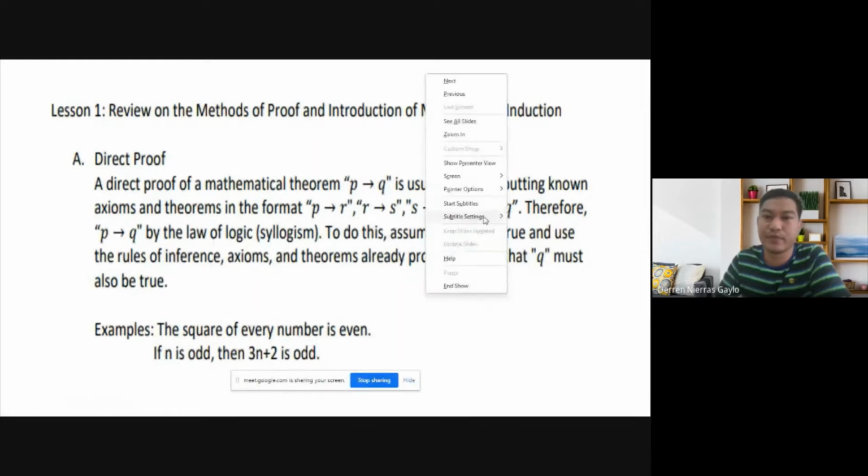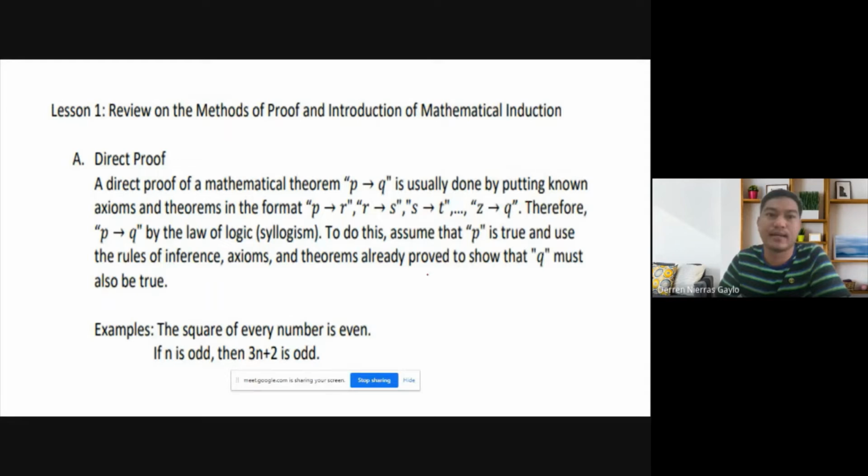So, a direct proof of a mathematical theorem, if P, then Q. Di ba? This is similar to logic and set theory, the P and Q. Tama? If P, then Q. This is usually done by putting axioms and theorems in the format: if P, then R, and if R, then S, and if S, then T, and then we have here an ellipsis, if Z, then Q.